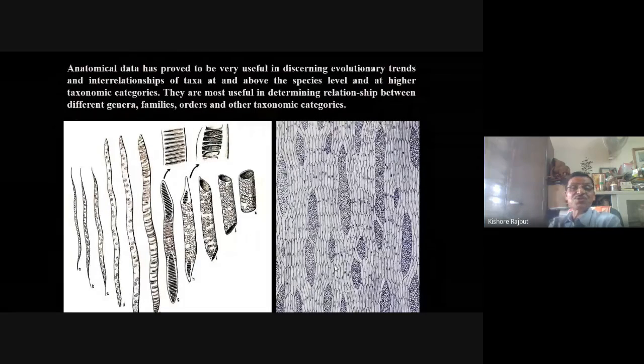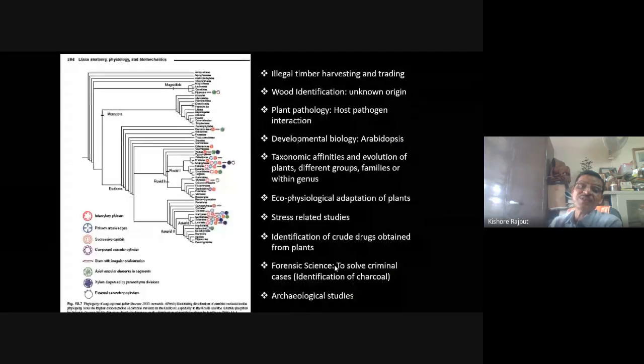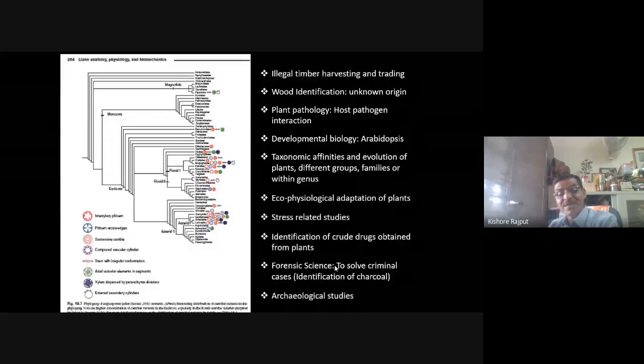Now it is also used for correlating with evolution, how these organs or different tissues have evolved and what their role is in plant development. That is another application you have. Then there are several recent applications here. On the left side, I have shown you a phylogenetic tree that is not generated using molecular data, but purely using anatomy.